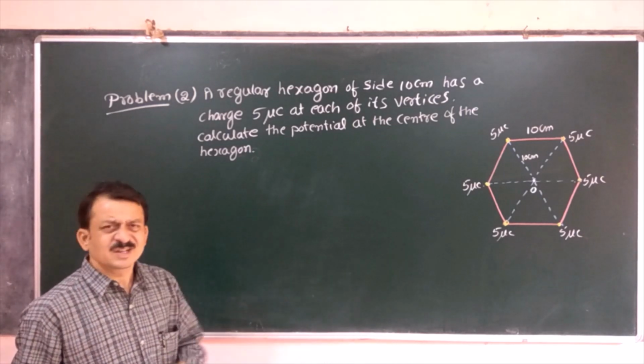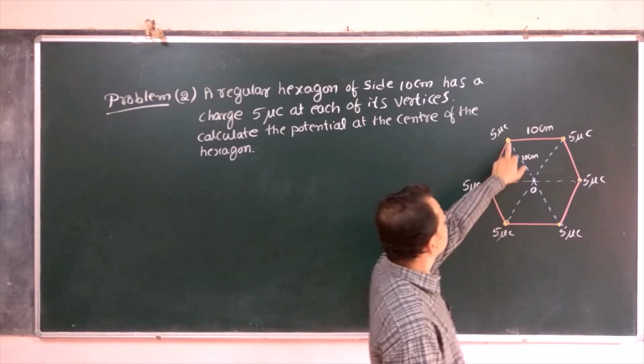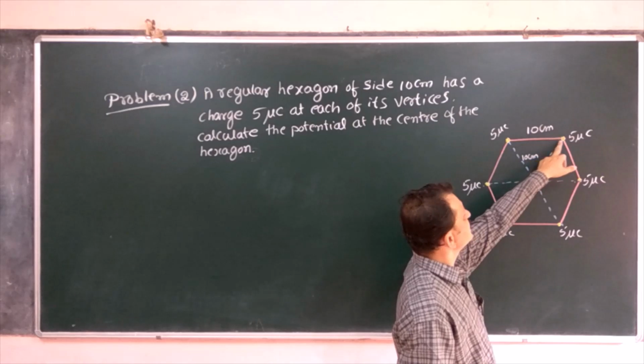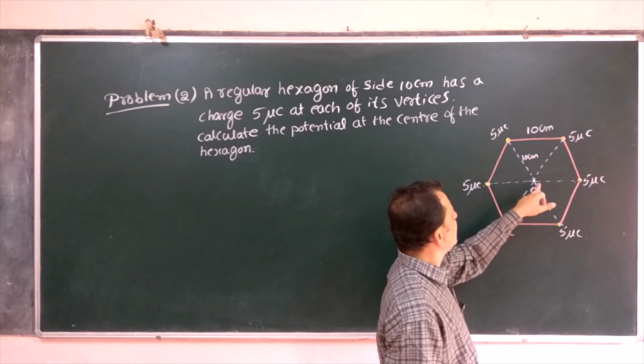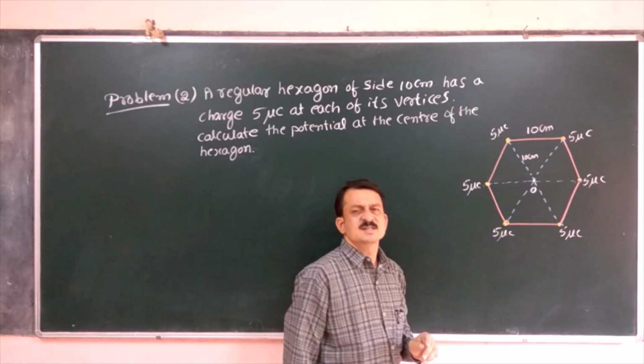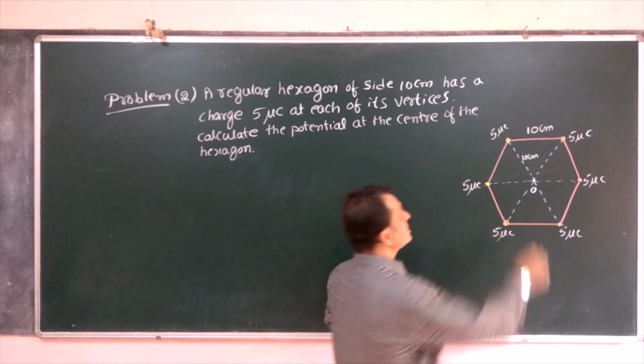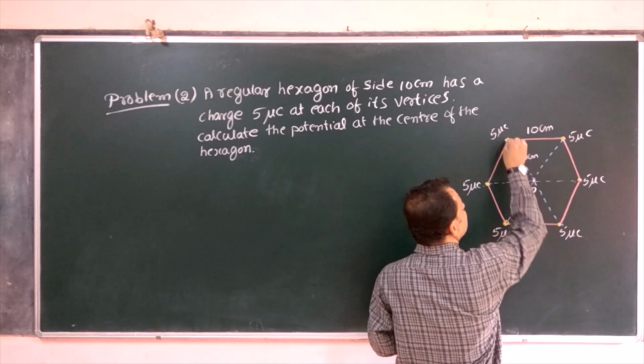Now according to the property of the hexagon, we know that this distance is 10 centimeter, and all the vertices from the center of the hexagon are also at the same distance. That means this forms an equilateral triangle.